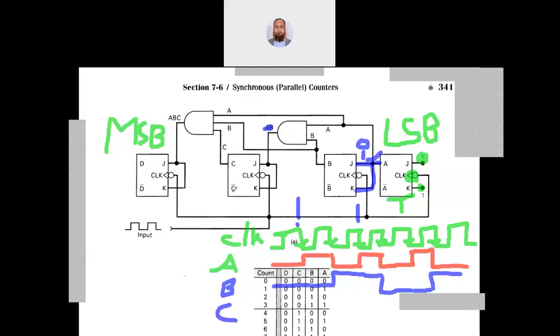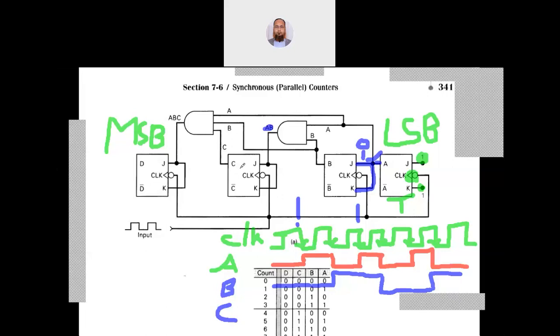Their output, A and B, is connected to the input of C. Both the inputs J and K are connected to A into B. It means that when A and B both are 1 and the clock comes, C will change the state. When A or B, anyone is 0 and the clock comes, C will remain in the previous state. Whatever was the previous state, C will remain in that state.